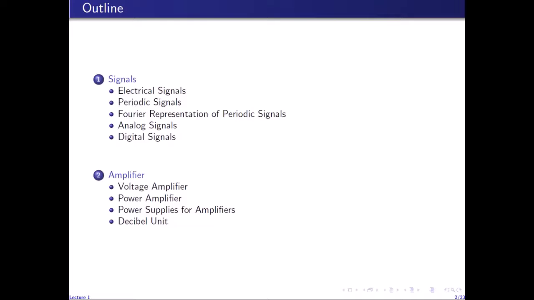In the second part of this lecture, I will talk about the amplifier, which is perhaps the most often used electronic circuit, especially in analog electronics. I will not discuss the internal circuit of the amplifier. I will only discuss the external characteristics of an amplifier. It will be a brief introduction to the amplifier circuit.